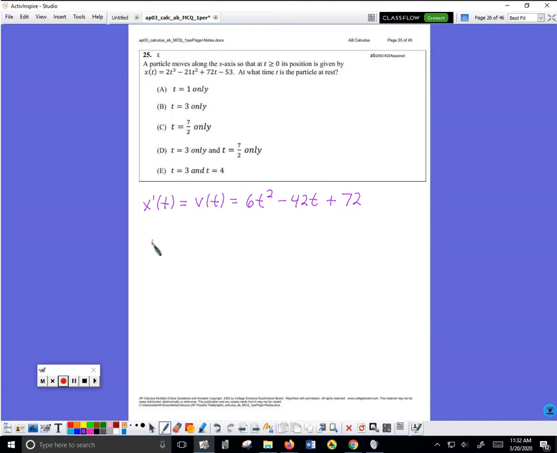So the equation I'm solving is 0 must equal 6t squared, subtract 42t, plus 72. This is a quadratic which is solved by factoring. So I factor out the 6. I keep factoring because this is still a quadratic.